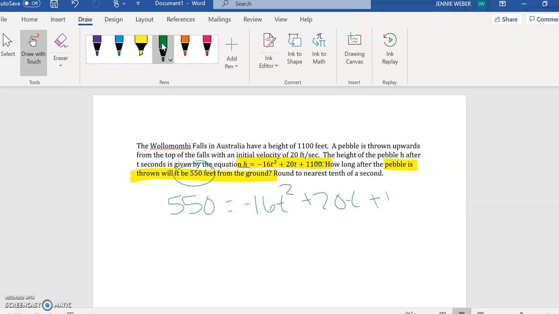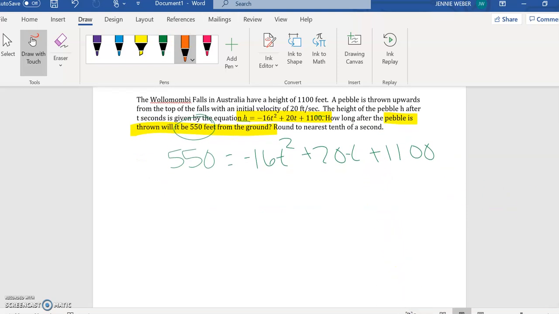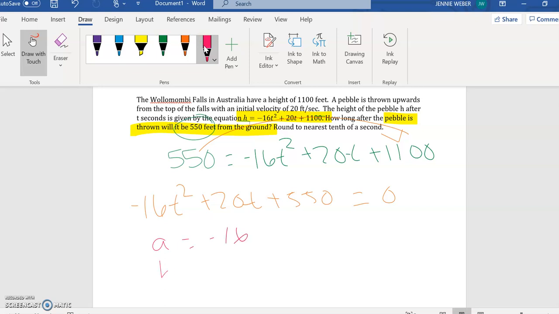plus 20t plus 1,100. Now what I'm going to do is set this equal to 0, so negative 16t squared plus 20t. I'm going to have 1,100 minus 550, so plus 550 equals 0. So I just moved this over here. So then a is negative 16, b is 20, and c is 550.